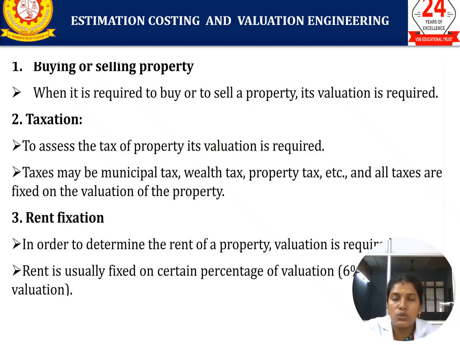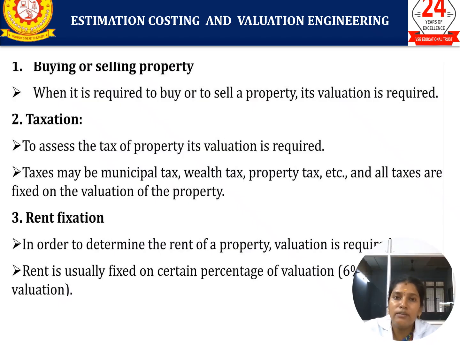For that purpose also we have to fix the total value. From that value only they calculate that this much amount of municipal tax we have to pay, this much amount, 6% of total value, we have to pay for wealth tax, 4% of total value we have to pay for property tax. So like that, it is mainly based on the total value and the present value of the property. For the taxation purpose we need to do the valuation. And rent: once we know the total property cost, then only we can fix the rent for the property. It may be a land or it may be a building. For that main purpose we have to know the valuation, right?